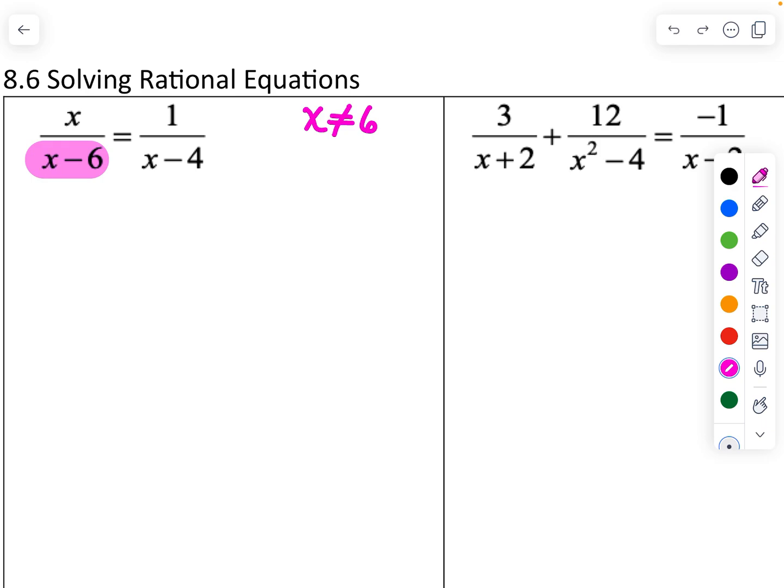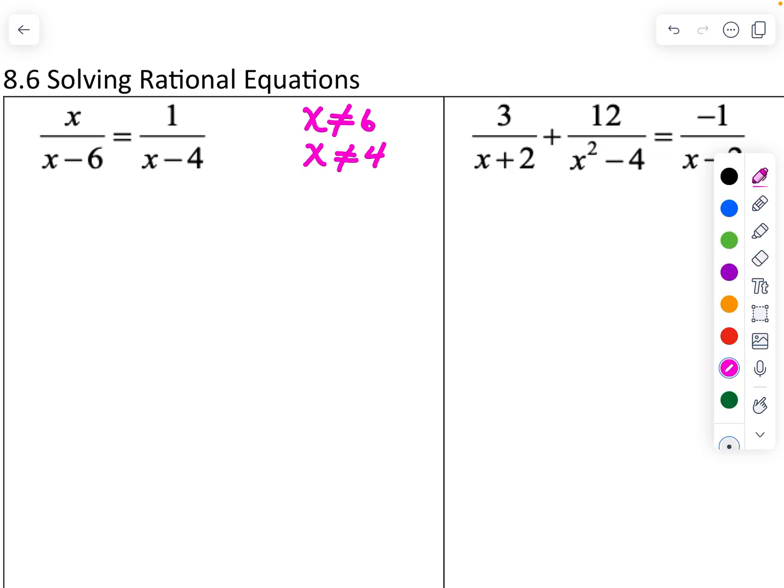The other thing we need to do is look at the other denominator and do the same thing. The other denominator is x minus 4. So that also means that x cannot be 4 as well. So we know what two answers will give us an undefined or does not exist. We'll put does not exist in Canvas. So the first thing you want to do is look at that, and that also forces you to look at your denominators.